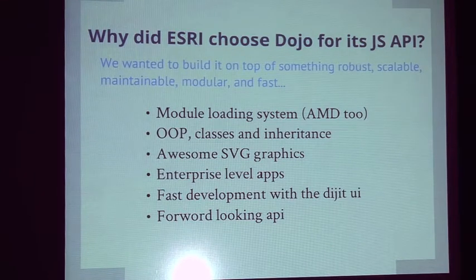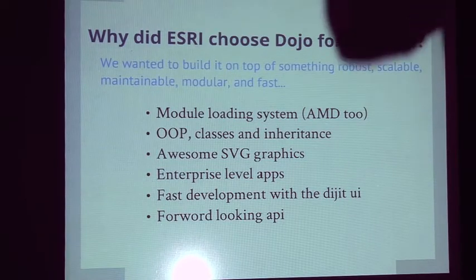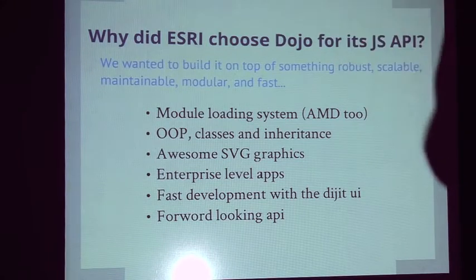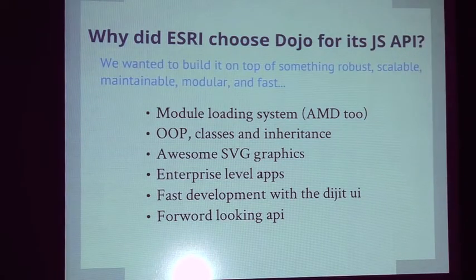Another big thing that made us choose it was awesome SVG graphic support. So when you're doing mapping applications, you need to draw things on the map oftentimes, and so that's all done with SVG, right? So we need good support for that. Dojo is great for building enterprise level apps because, again, of the whole module loading system and everything. Fast development with the Dijit UI, we're going to get into that. It's equivalent to the jQuery UI library, but the Dijit UI library is even more robust and bigger. Again, we're going to look at that.